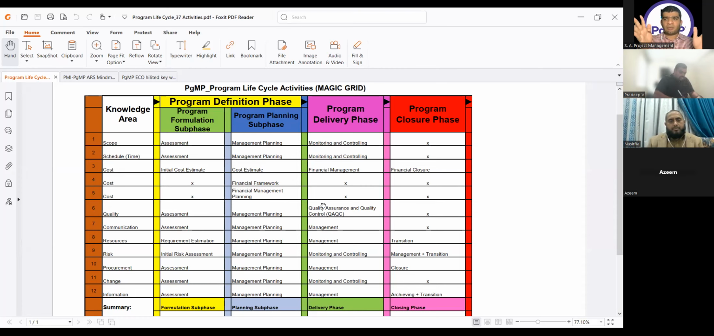First, make 5 columns. The first column is the knowledge area. The second column is program formulation phase activities. The third column is program planning phase activities. The fourth column is program delivery phase activities. And the last is the program closure phase activities.